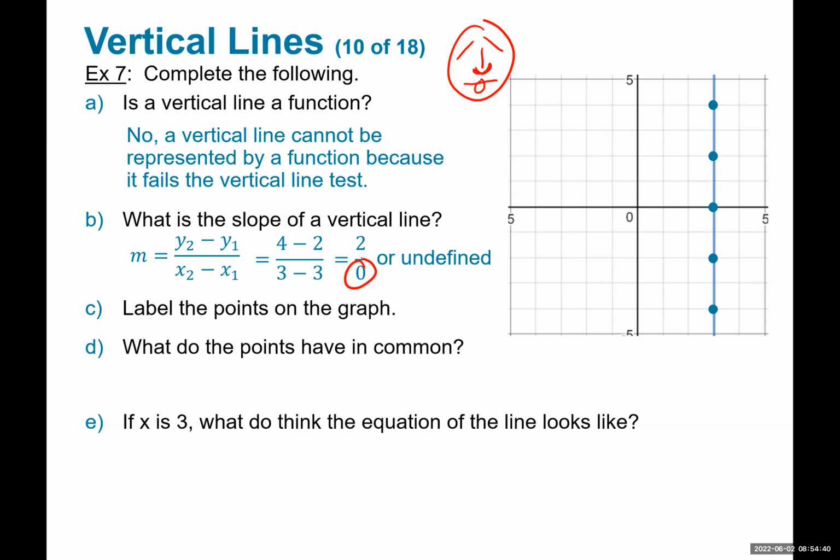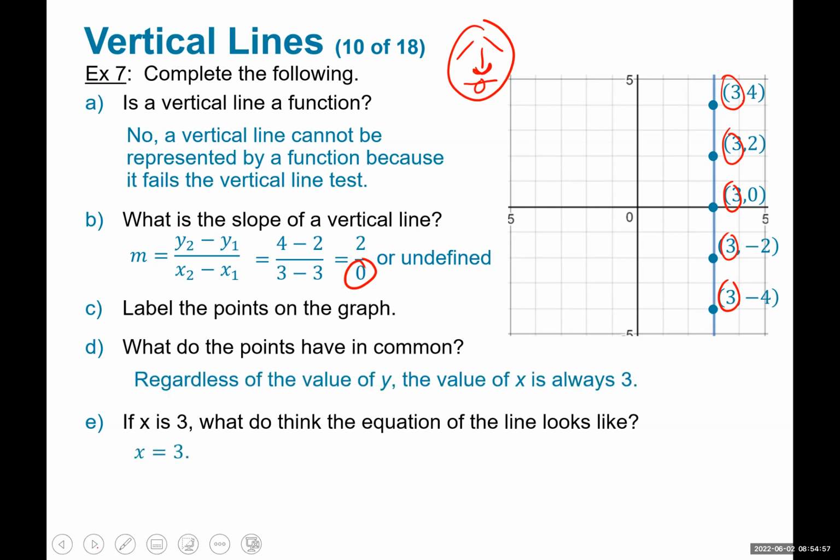This is an undefined slope because you can never divide by 0. That's why it's undefined. Label points on the graph, let's do that. Now, what do they all have in common? 3, 3, 3, 3, 3. x is always 3. So what do you think this equation is?